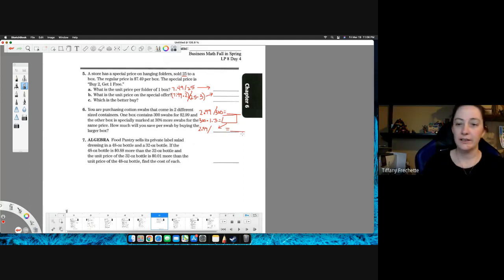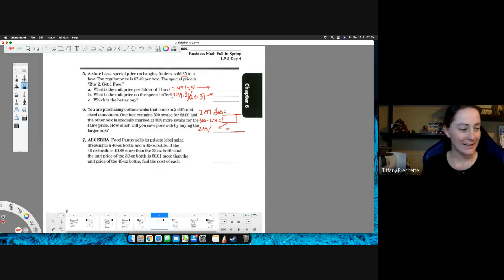Okay, let's go ahead and take a look at this algebra version here. So Food Pantry sells its private label salad dressing in a 48-ounce bottle and a 32-ounce bottle. If the 48-ounce bottle is 88 cents more than the 32-ounce bottle, and the unit price of the 32-ounce bottle is one penny more than the unit price of the 48-ounce bottle, find the cost of each. So, woof! That was a lot of complicated information, I think.